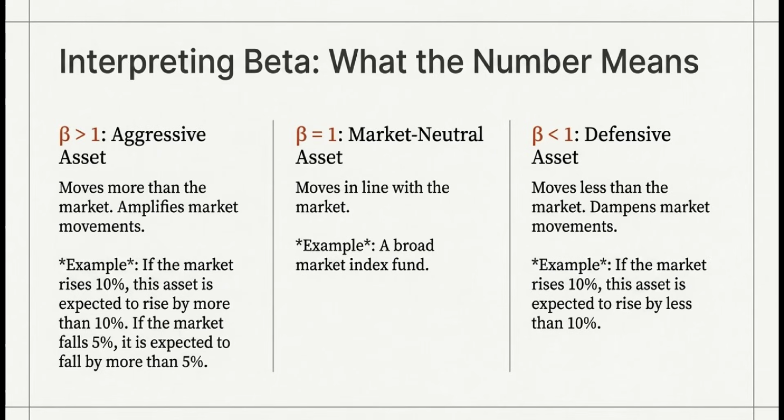So that leaves the last category for someone who wants stability. Exactly. Those are defensive assets with a beta less than 1.